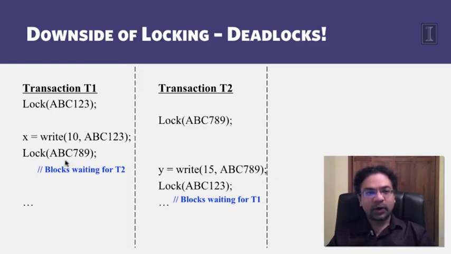Essentially, at this point, transaction T1, when it's trying to lock ABC789, ends up waiting for transaction T2 to release its lock on 789. While T2 ends up waiting for the lock on ABC123, which is currently being held by T1. At this point, the transactions T1 and T2 are deadlocked. Each of them is waiting for the other.